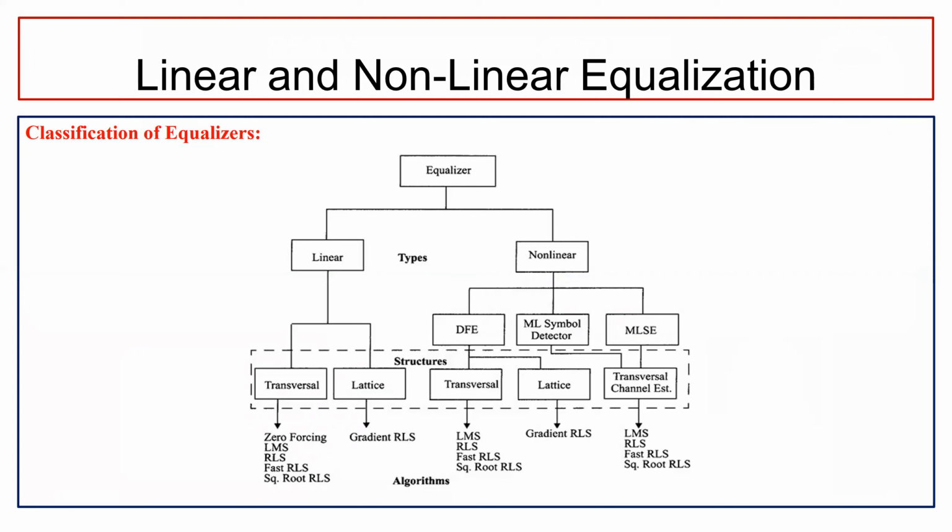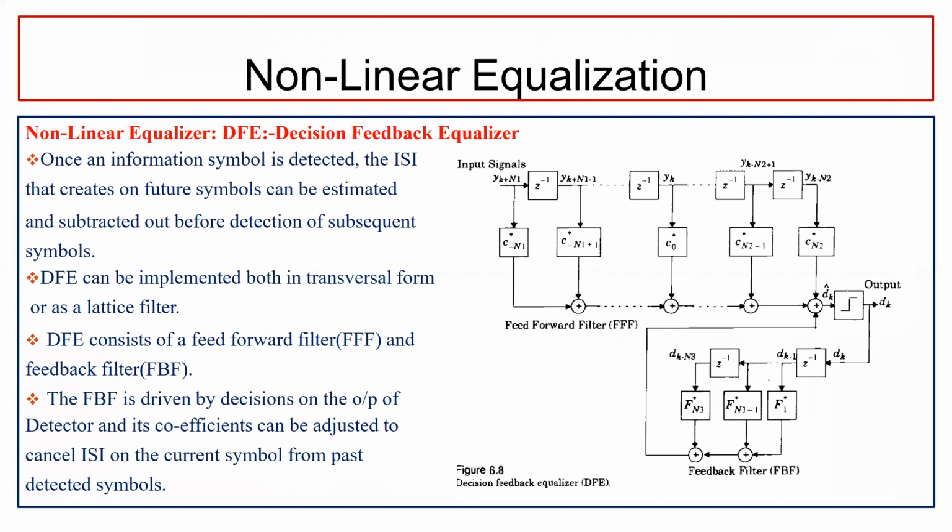Decision feedback equalization is particularly useful for channels with severe amplitude distortion and has been widely used in wireless communication. The basic principle is that, given the values of the information symbols already detected, the ISI contributed by those symbols can be cancelled exactly by subtracting the past symbol values, with appropriate weighting, from the equalizer output. This can be realized in direct transversal form as well as lattice form. So we can implement it with both a transversal as well as a lattice filter.